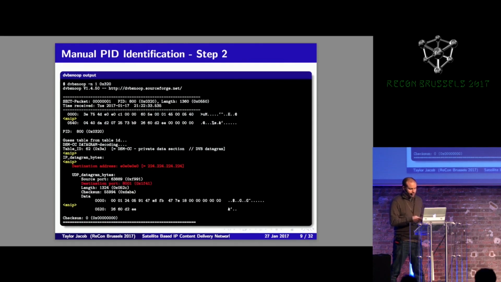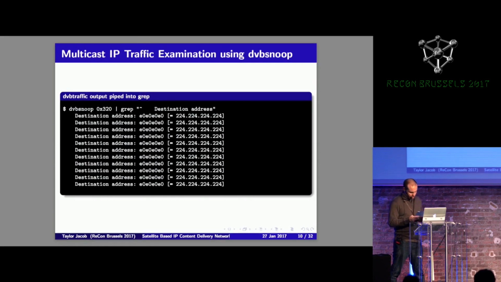Since it outputs text, I was able to pipe this stuff through grep and look at what IPs were present, and get other statistics and figure out what I was looking for.